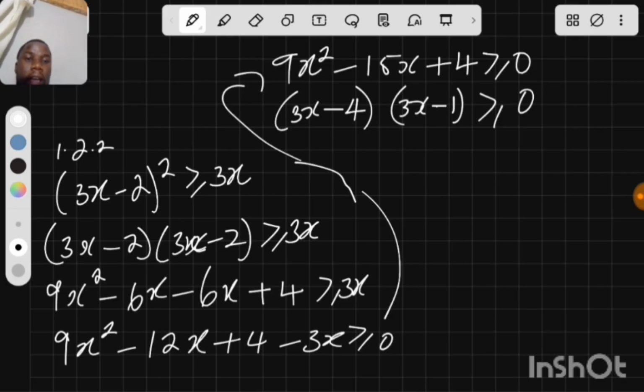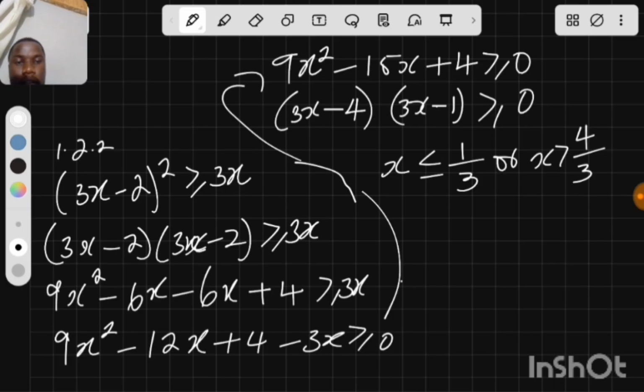Then you do the number line, and you're going to have x less than or equal to 1/3, or x greater than or equal to 4/3. I hope you understand when doing the number line.